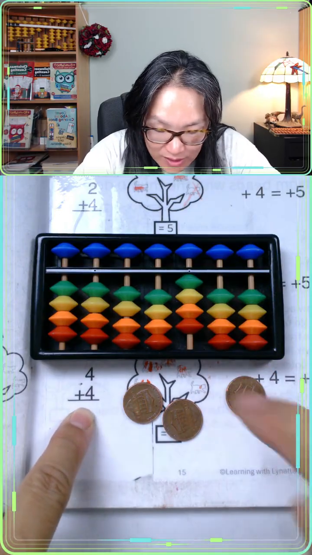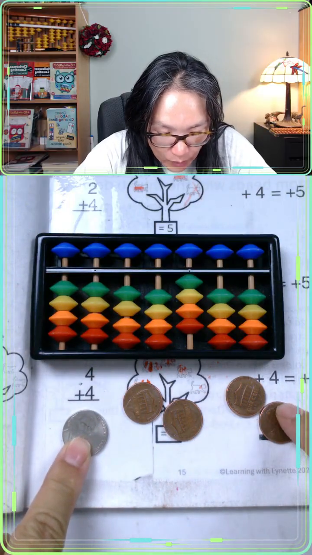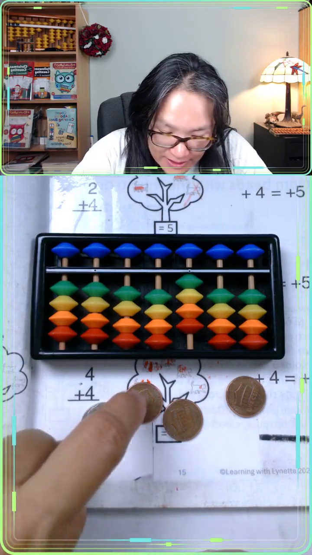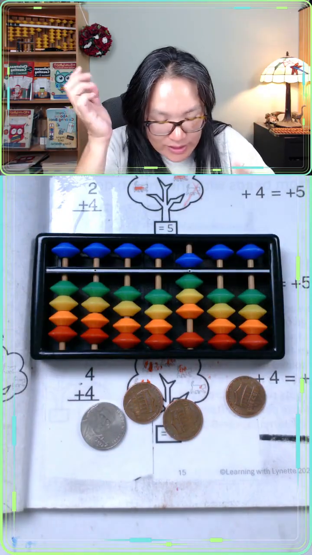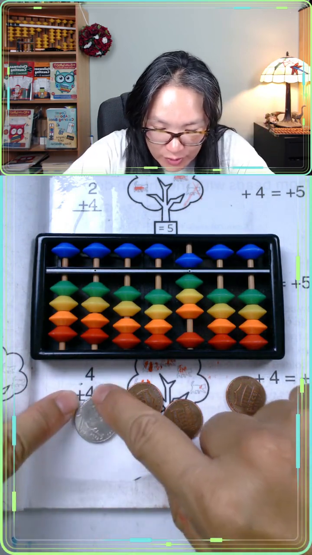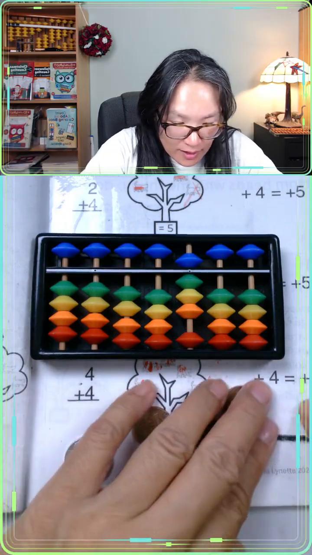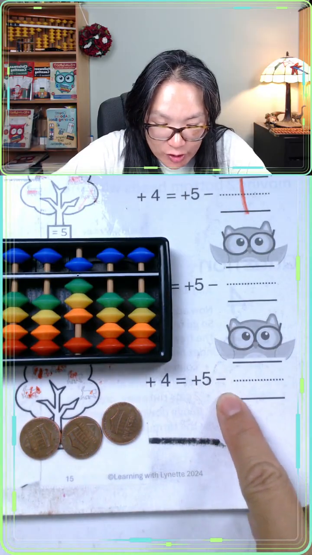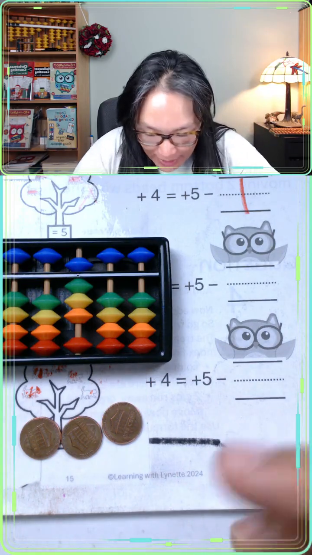To add on the ones column, I'm going to utilize this 5. To utilize this 5, I need to take away the 1. So my final answer is 8: 5, 6, 7, 8. So I add the 5 and I take away the 1. What we're doing is substituting this information for an equation. The formula is adding the 5, but you have to take away the 1 so we can be balanced. We're balancing the equation.